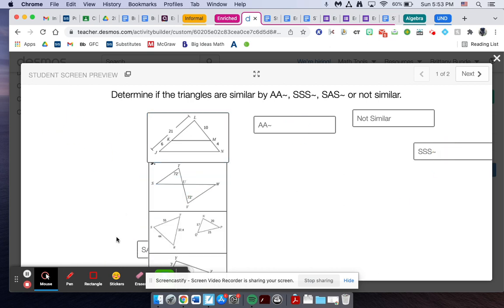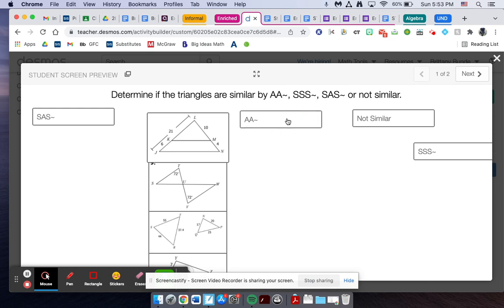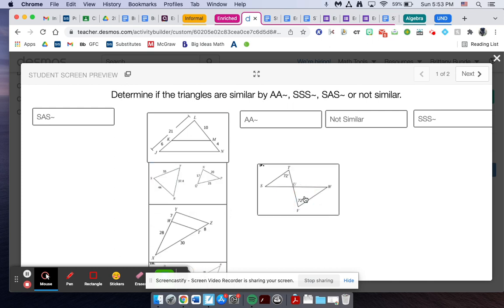And then I would spread out. So this first one says determine if the triangles are similar by angle, angle similarity, side, side, side similarity, side, angle, side similarity, or are not similar. Okay, so those are your four categories. And each category has three cards that belong to them. So, like on this one, it's an easy one for me to do with you.